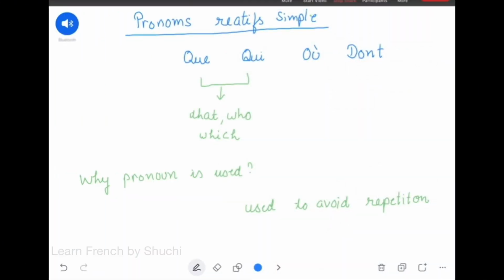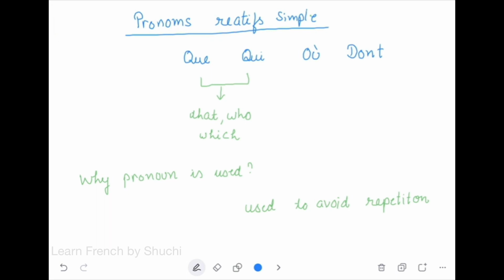Today we will be doing the relative pronoun sentence. So here we are starting. Relative pronouns, there are four types. The first one is qui, que, quoi and dont. So in this video we will be discussing the first two relative pronouns, that is qui and que. So here it is.